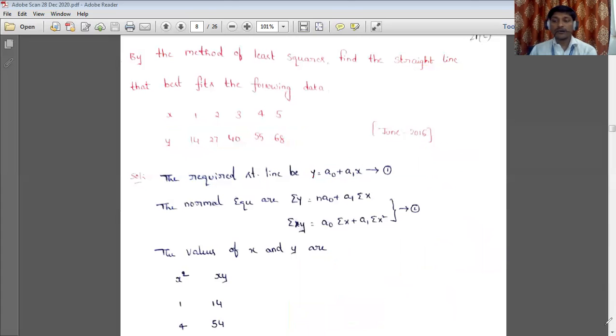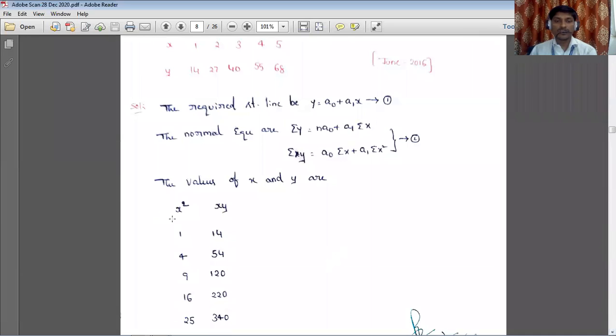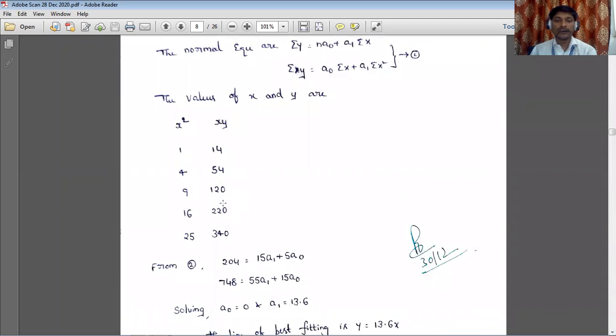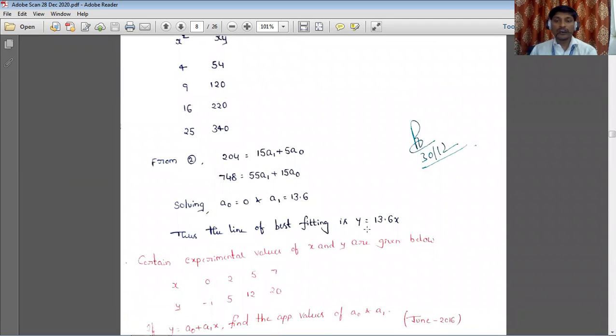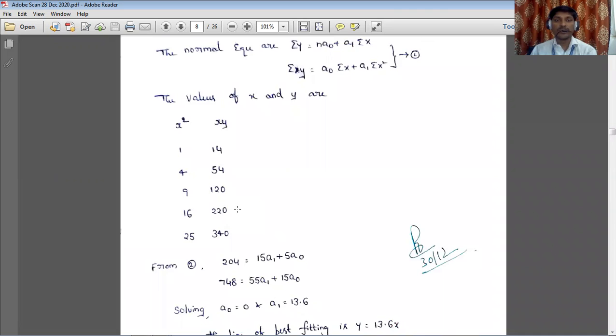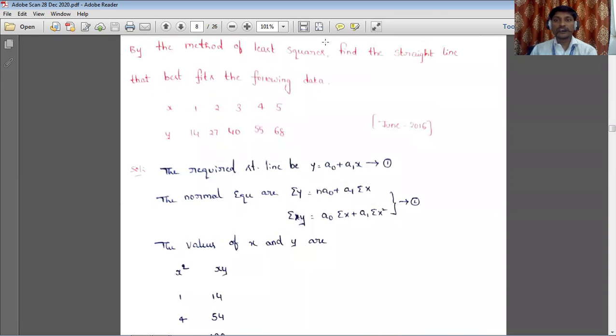So here it is, what we got as the values. So here it is after solving. Here I wrote x square, xy, you need to write the entire thing. And finally what I got is y is equal to 13.6 into x. It means that a naught is equal to 0 and a1 is equal to 13.6. So after substituting, y is equal to a naught plus a1 x, where a naught is 0 and a1 is 13.6, into x. This is the final best fit, we will say.